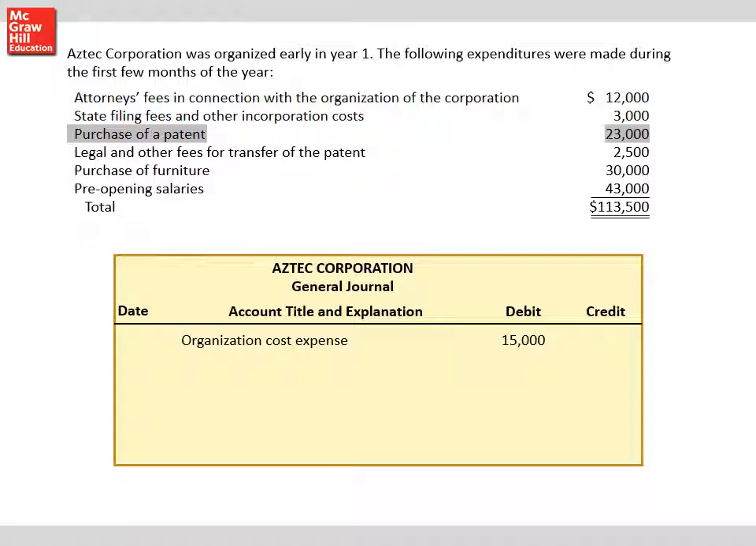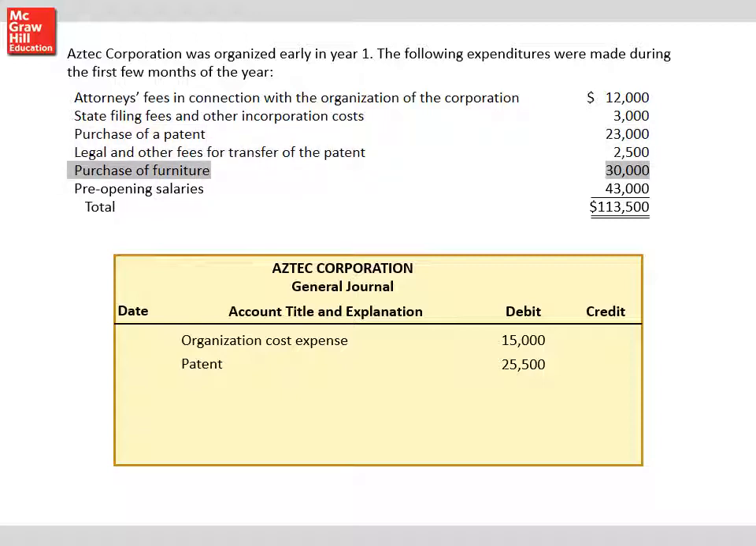The purchase price of the patent, as well as the legal fees for the transfer of the patent. When you're buying an intangible asset, such as a patent, and you have legal fees associated with it, you debit the intangible asset, patent.